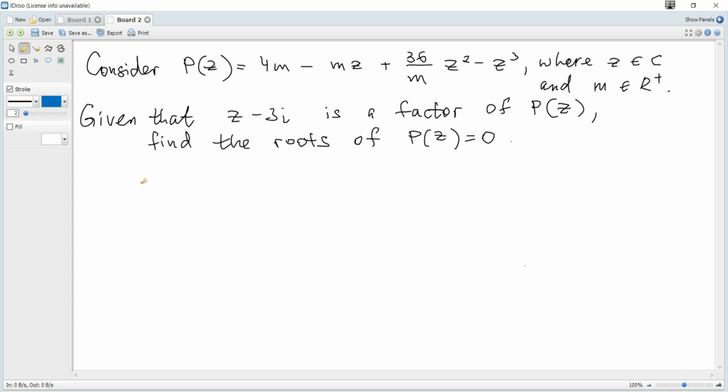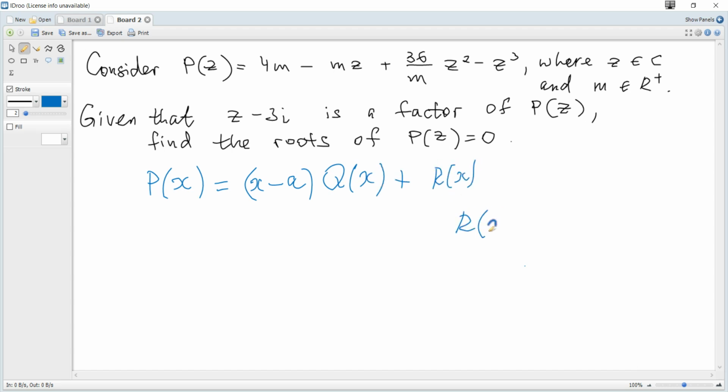According to the remainder theorem, any polynomial of x or z, it doesn't matter, can be represented as x minus a multiplied by another polynomial plus the remainder, and this remainder is equal to the polynomial at point a. So for x minus a to be a factor, there must be multiplication only. So the remainder must be equal to 0. It means that the polynomial at a must be equal to 0, and it means that a is a root.